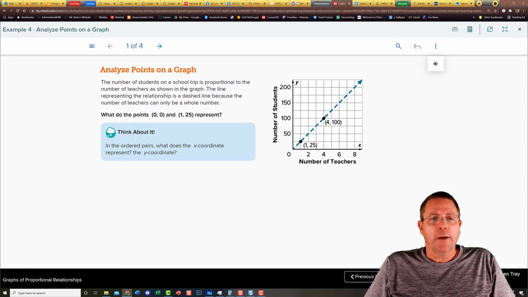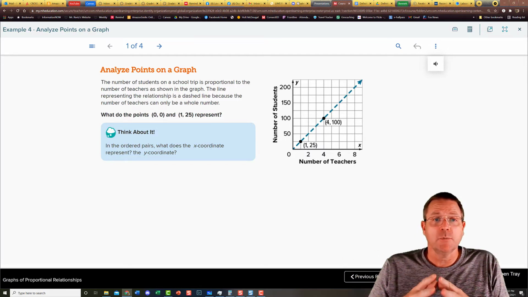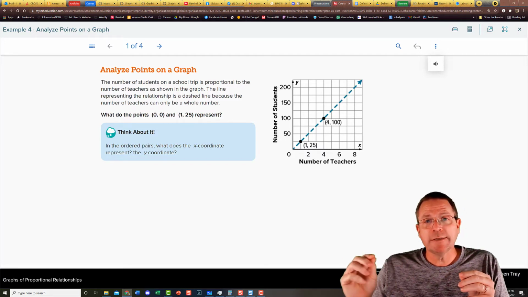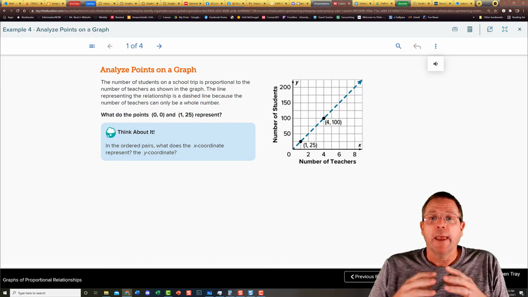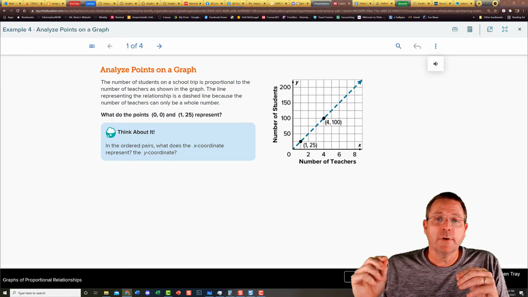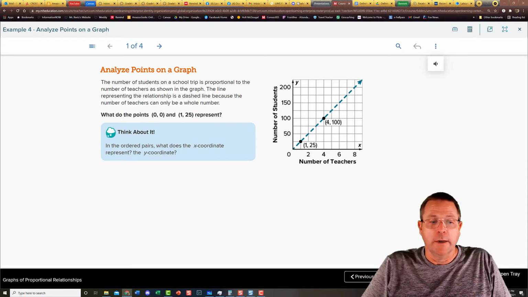In the ordered pairs, what does the x-coordinate represent? Well, it represents the number of teachers. What does the y-coordinate represent? It represents the number of students. What does point 0, 0 represent? It's the origin, which is the first part of showing its proportion. And what does point 1, 25 represent? 1, 25 tells us that there are 25 students for every one teacher.